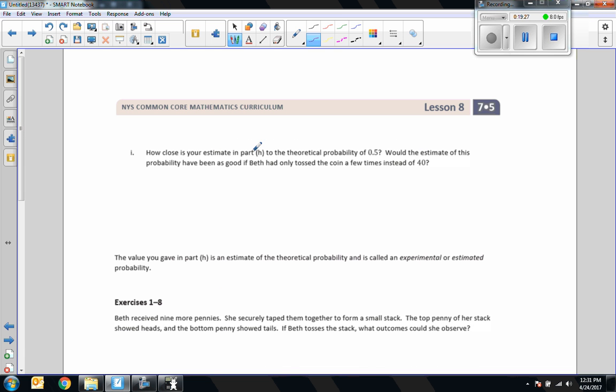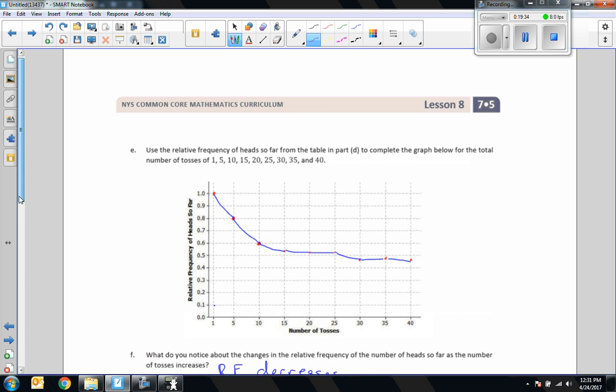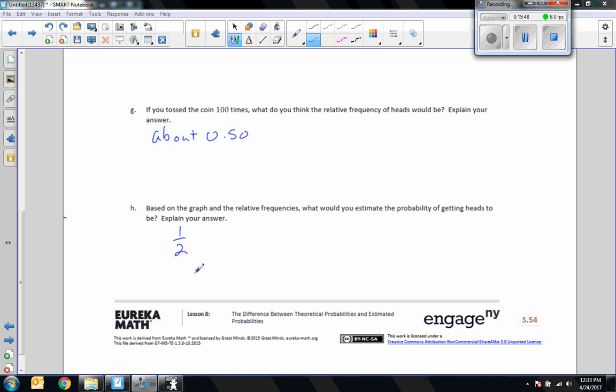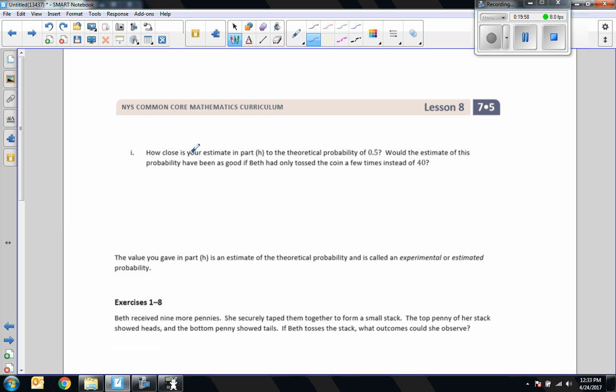I. How close is your estimate in part H to the theoretical probability of 0.5? Okay, part H. It says, based on the graph and the relative frequencies, what would you estimate the probability of getting heads to be? In part H, I said 1/2, or 0.50. And then back here it says how close is your estimate. Part H is the theoretical probability of 0.5, and I would say they are equal.